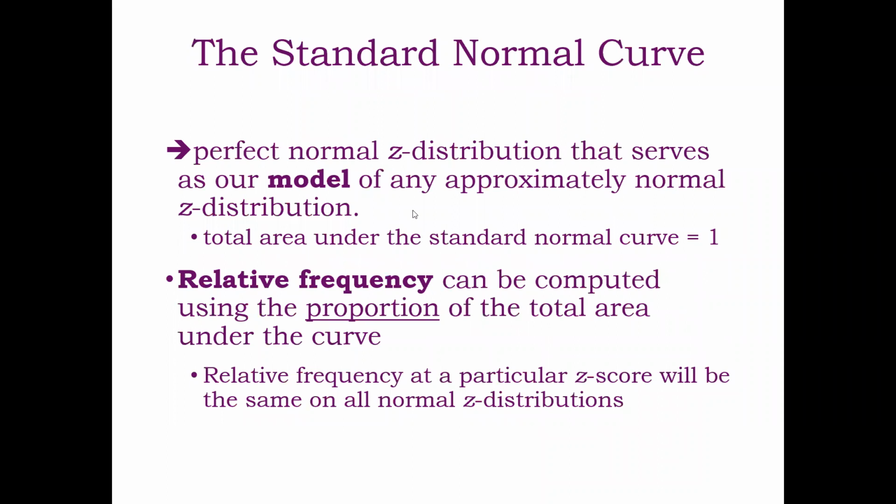So we've talked about the standard normal curve before. This is the theoretical perfect normal z distribution that serves as a model for any approximately normal z. The total area under the standard normal curve is 1. In fact, the total area under any probability distribution curve is 1, right? We can compute the relative frequency by just using the proportion of the total area under the curve. The relative frequency at any z will be the same on all normal z distributions.